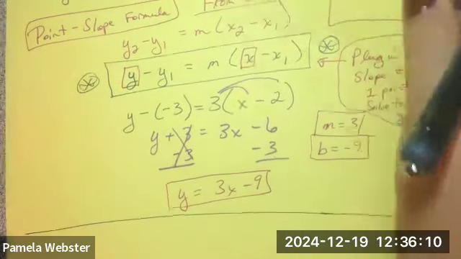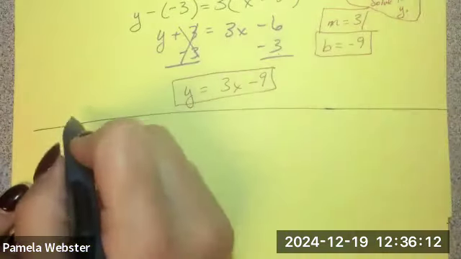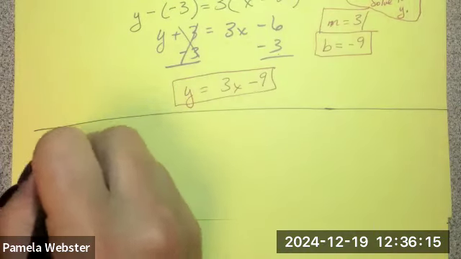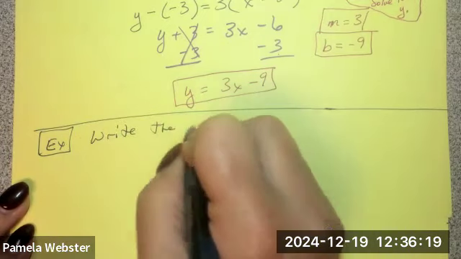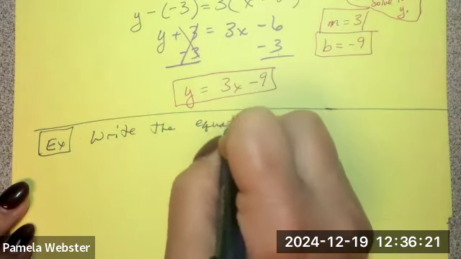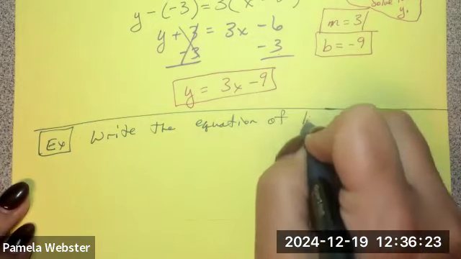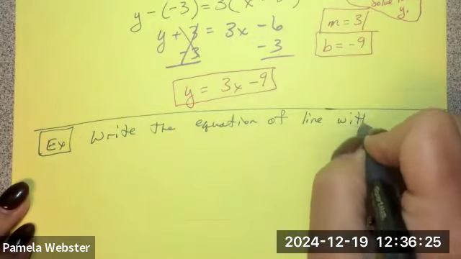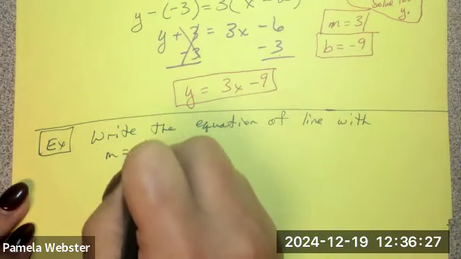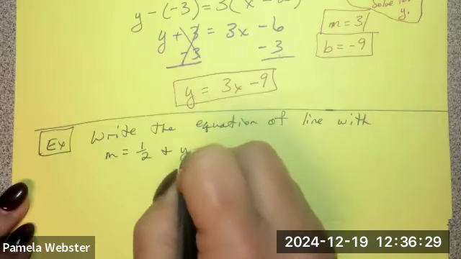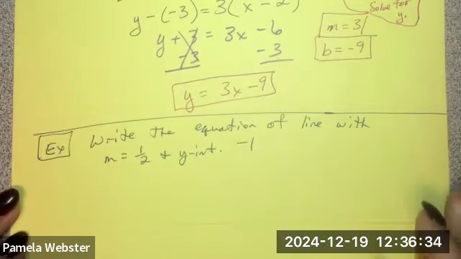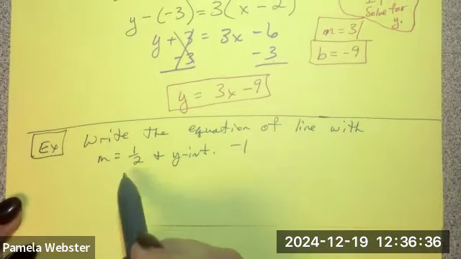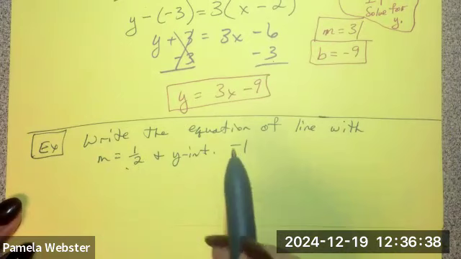Okay, so you might have some different ways that they give these problems. So just to make sure you're all prepared for doing your homework, here's an example that says, write the equation of the line with m equals 1/2 and y-intercept -1. Oh, well, that's pretty nice of them. They're giving me a slope and the y-intercept.